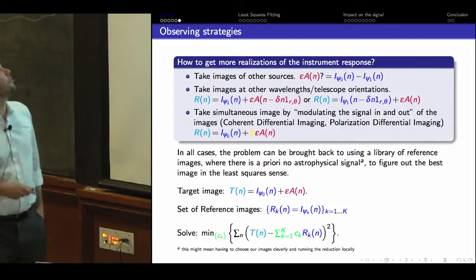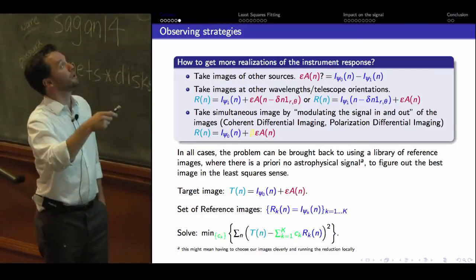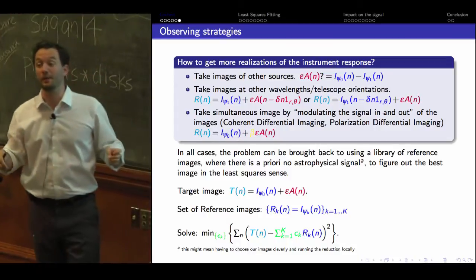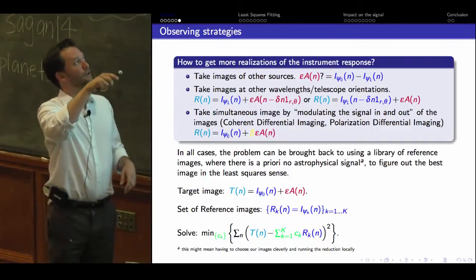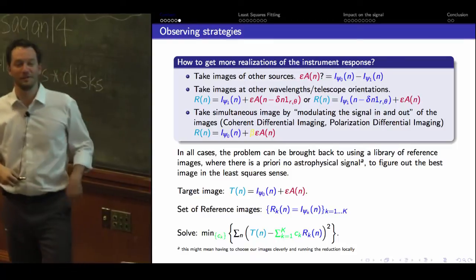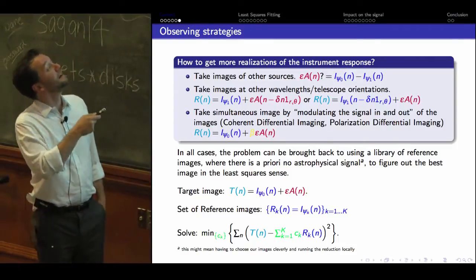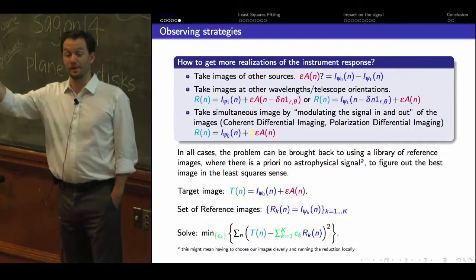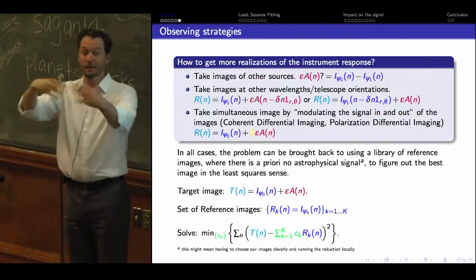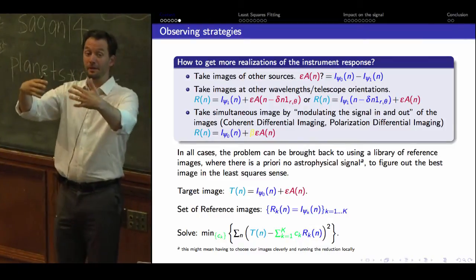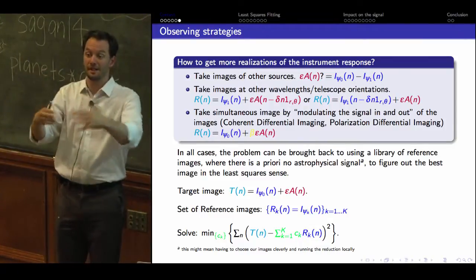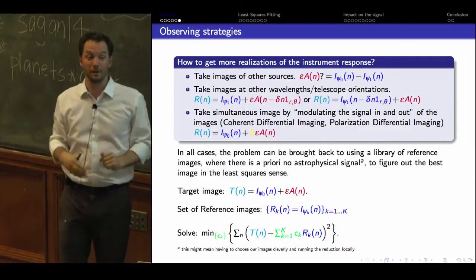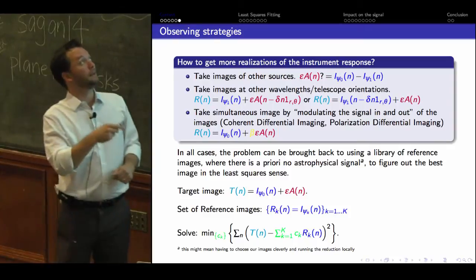And the third one here, I'm not showing pictures, but you take simultaneous images and then you modulate the signal in and out. So it's like this little yellow beta that appears or disappears, if you're colorblind like me, you can see it actually. But you can, for instance, modulate the speckles with your AO system. And in the part of the field that's going to be modulated, everything is going to change except that your companion is not going to be coherent. So it's not going to be modulated by your optical system.